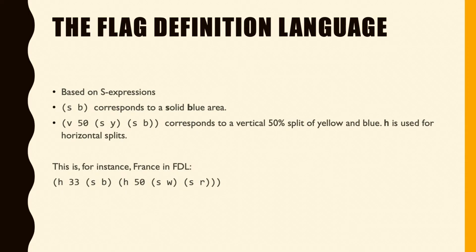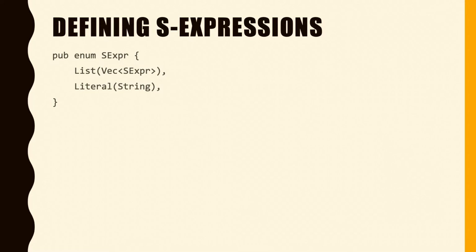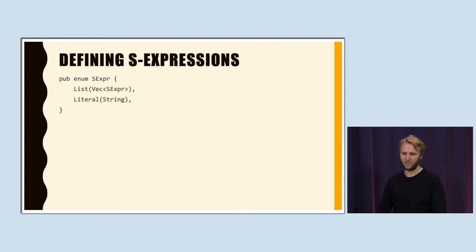Introducing the flag definition language. Our language is, of course, based on S-expressions. It includes three functions: S for a solid area, V for vertical splits, and H for horizontal splits. So how do we define this in Rust? Well, we use a sum type, of course. In this case, we only need two variants: a list, which is just a vector of other S-expressions, and a literal, which is some specific string.